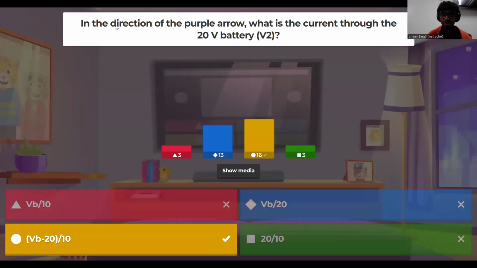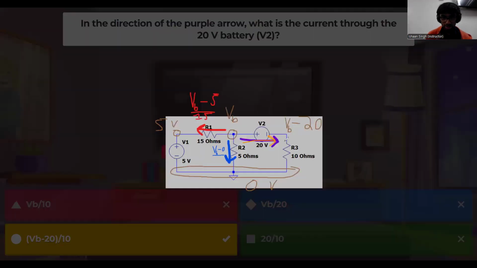Okay, so this one was tougher. Remember, I think this one I intentionally drew to be a little challenging, okay? So remember this current, that purple arrow, that current is the same as this current, okay? And this current is just that voltage drop divided by the resistance. That voltage drop is equal to VB minus 20. I'm not going to rewrite it. VB minus 20 at the top, 0 at the bottom. So the voltage drop is just VB minus 20 itself. And the resistance is 10. So VB minus 20 over 10.